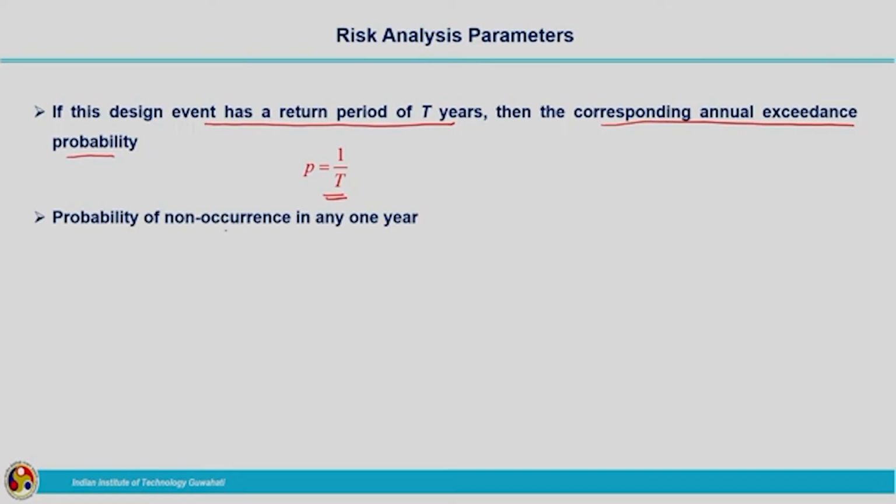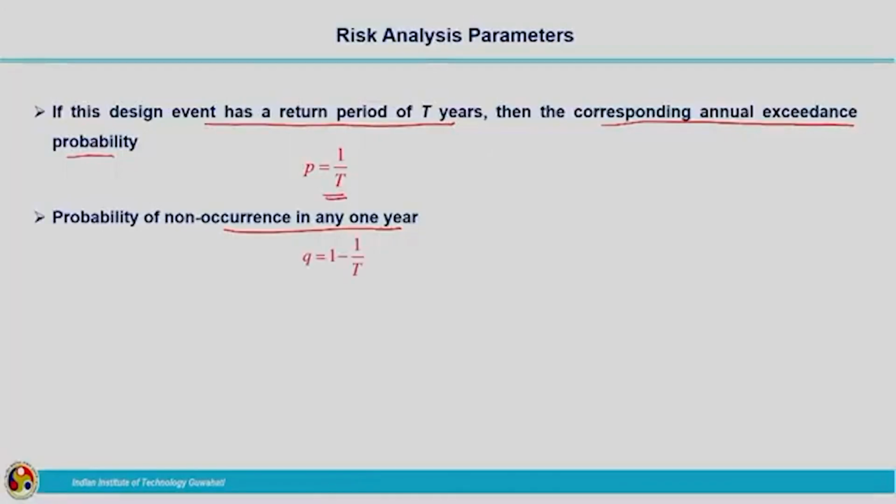The probability of occurrence of the event in any 1 year is that the random variable capital X is greater than or equal to x of t, where x of t is the threshold level. Then what will be the probability of non-occurrence? The probability of non-occurrence will be 1 minus that particular p value. It is the value corresponding to q, which is given by 1 minus 1 by t.